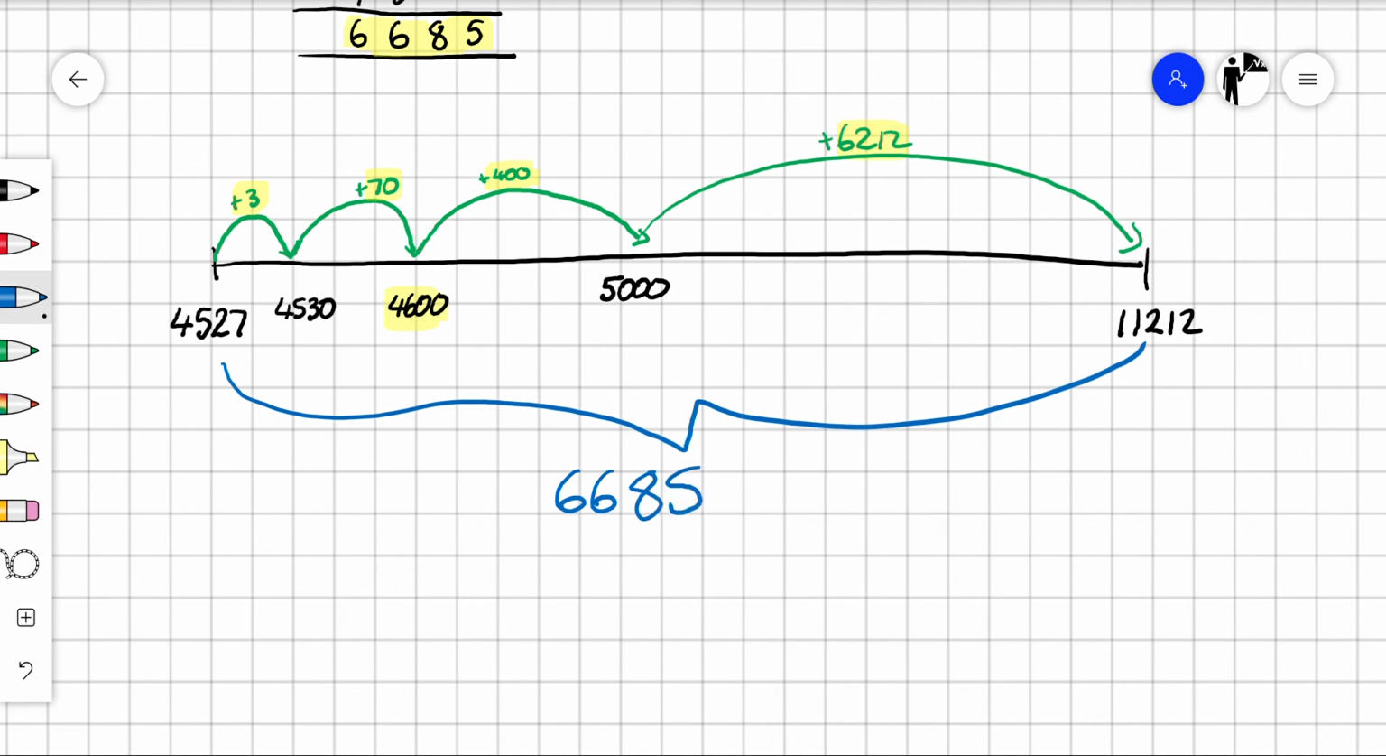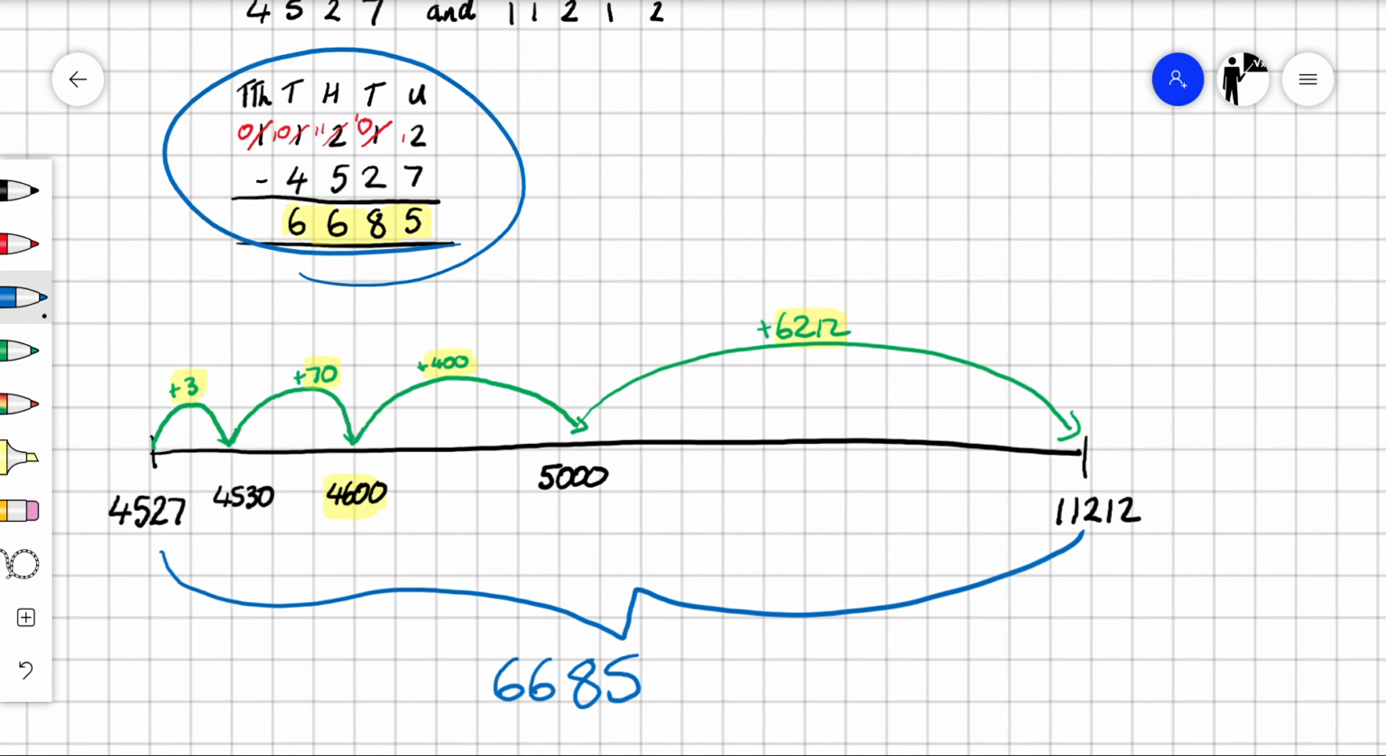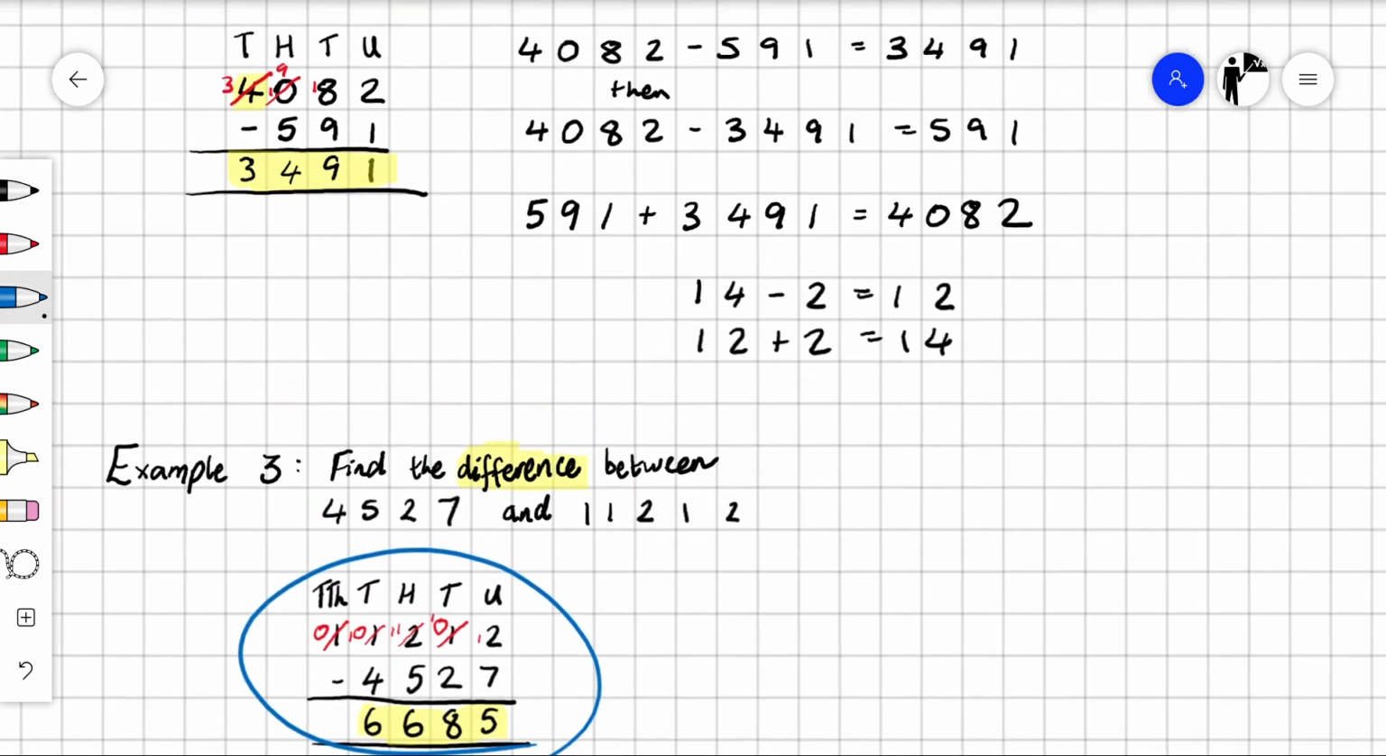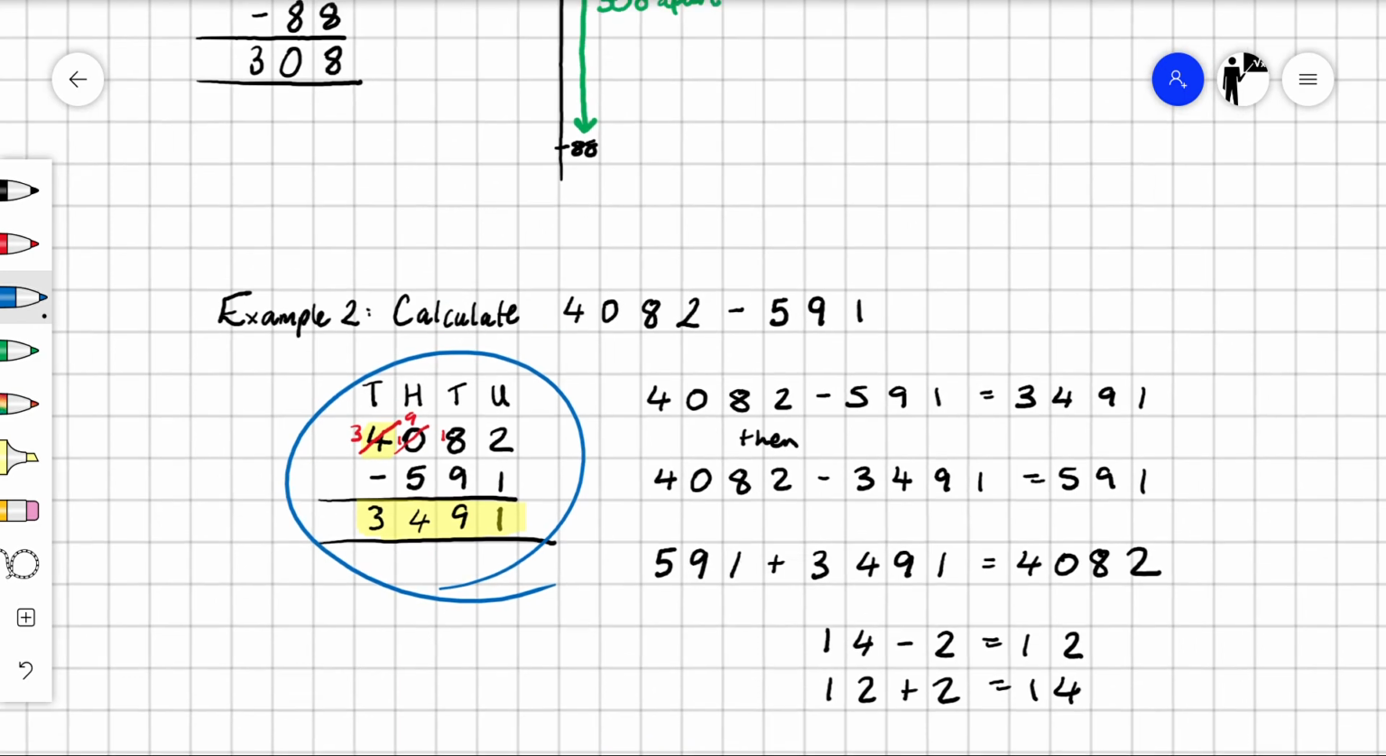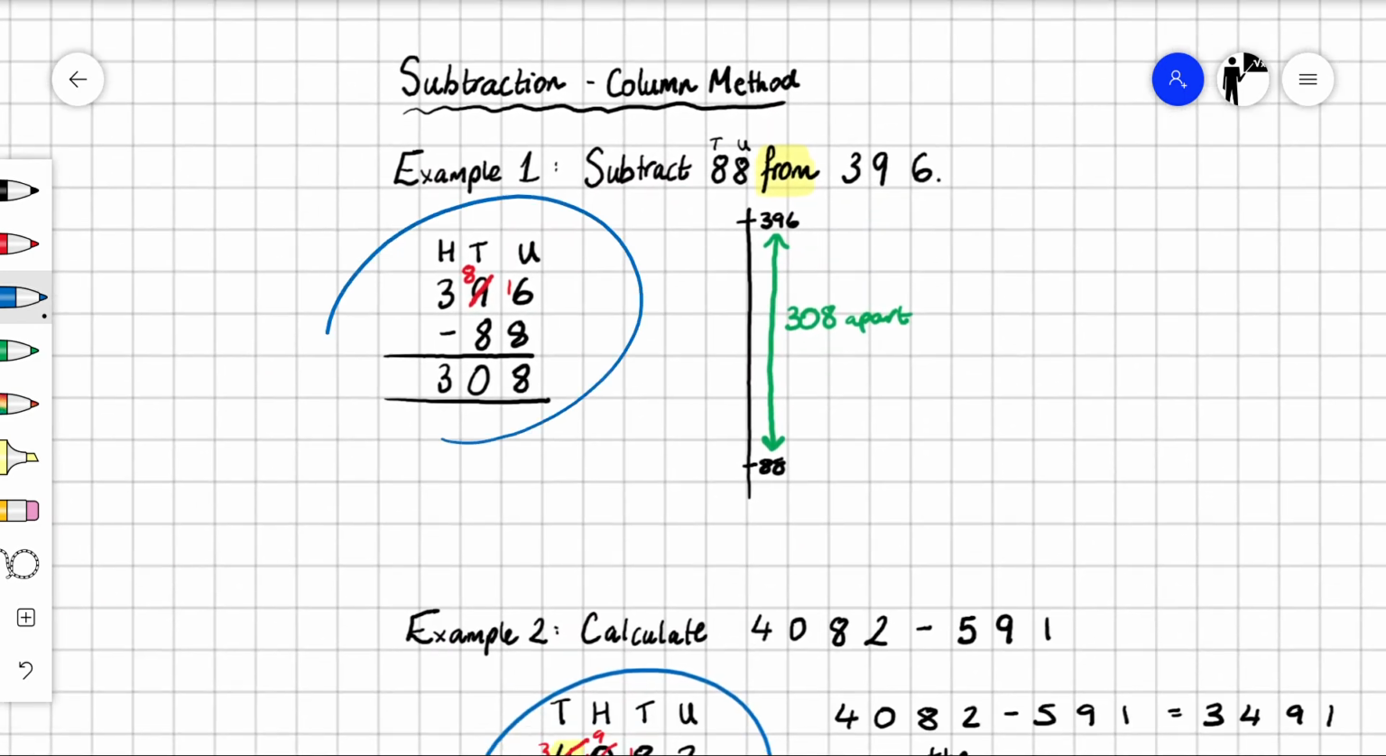It's just another way to think about different strategies as to how we would subtract. Obviously, the main goal is we want you to be able to see this and do this really quickly, and be able to think a bit deeper as to what subtraction actually means.